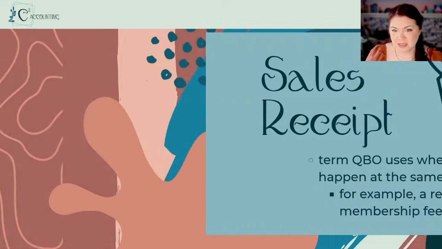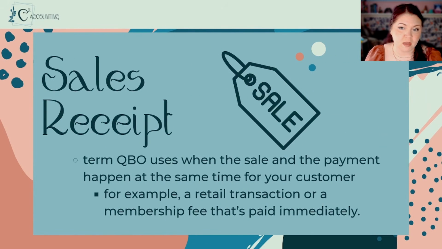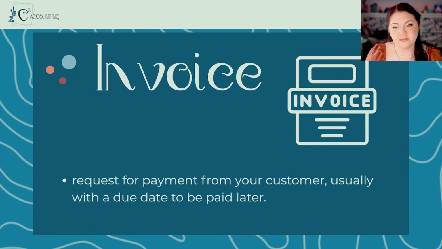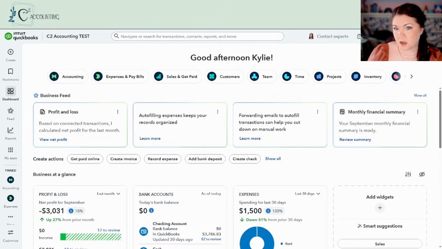And a sales receipt is a term that QuickBooks Online uses when the sale and payment happen at the same time for your customer. For example, a retail transaction or a membership fee that is paid immediately. An invoice is a request for payment from your customer, usually within a due date to be paid later. Before we talk about the three different methods for recording revenue, let's first talk a bit about setup.